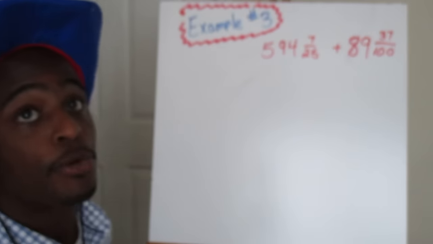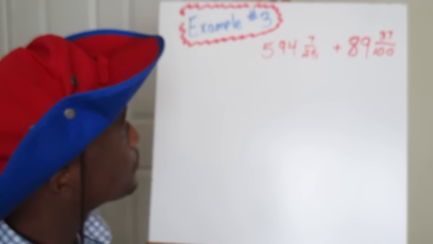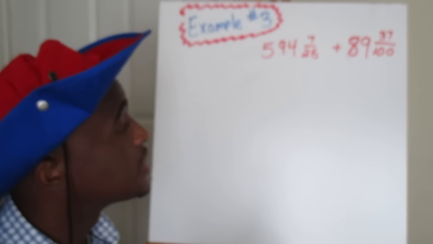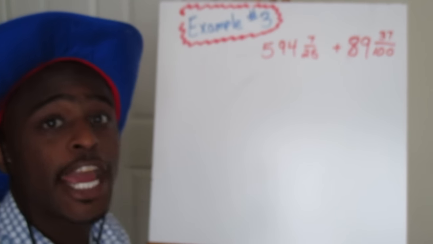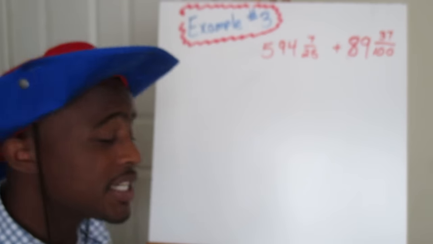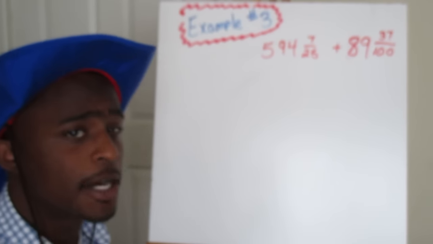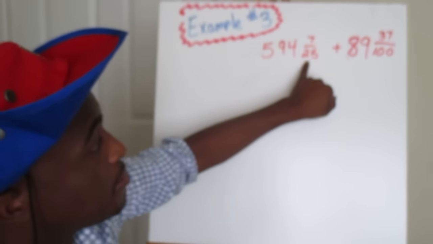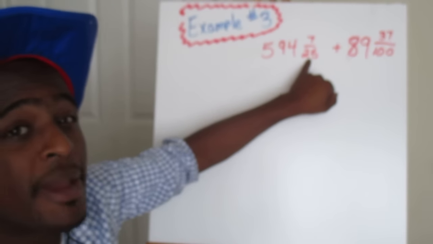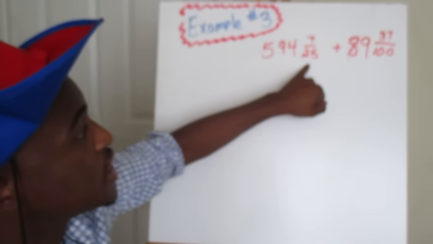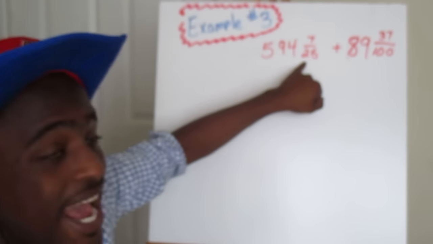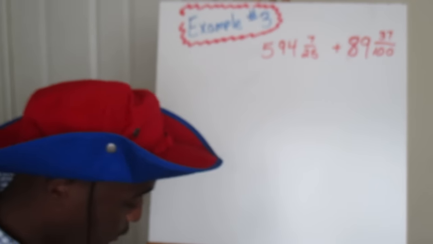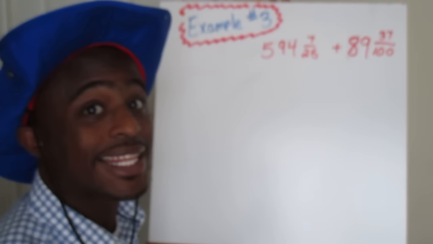Let's look at example 3, and this is our last example. 594 and 7/25 plus 89 and 37 hundredths. Now this one is a little bit trickier than our first two examples because here we do not have tenths or hundredths place. So we have to make an equivalent fraction in order to change our denominator in our first addend to hundredths, which is easy if you remember back to what we did last week.